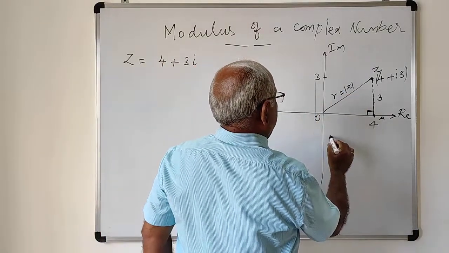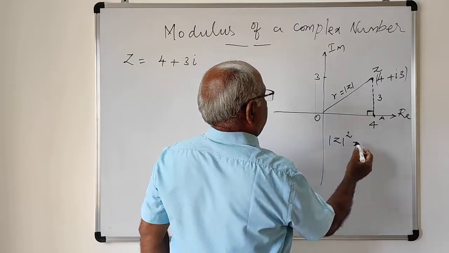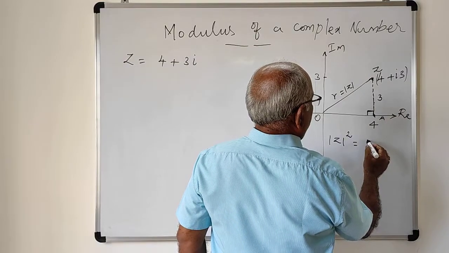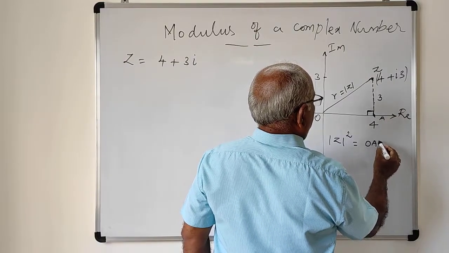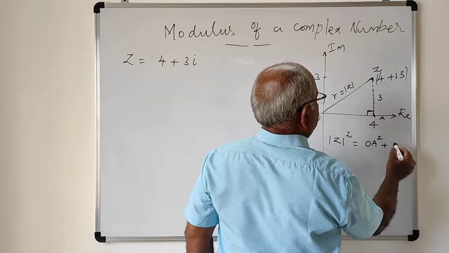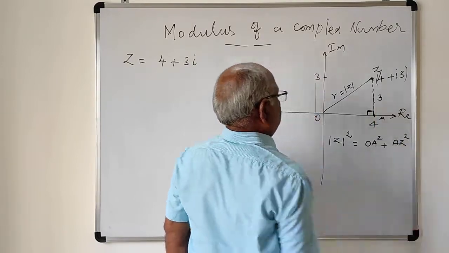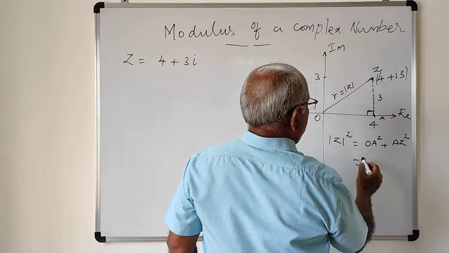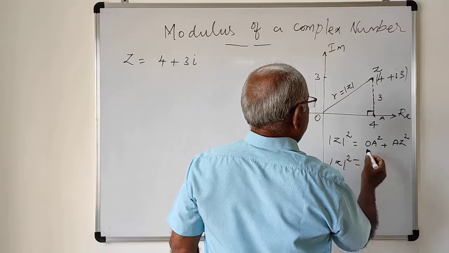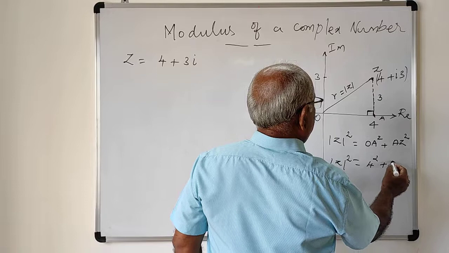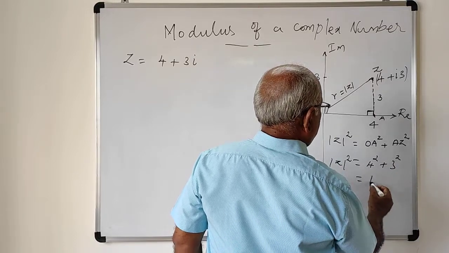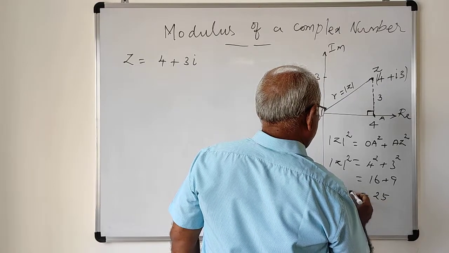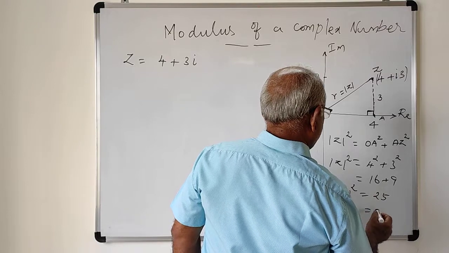The distance OZ is mod of Z. By Pythagoras theorem, mod Z square is OA square plus AZ square. OA is 4 square, AZ is 3 square. So 16 plus 9 is 25. So mod Z square is 25, so mod Z is root of 25, that is 5.